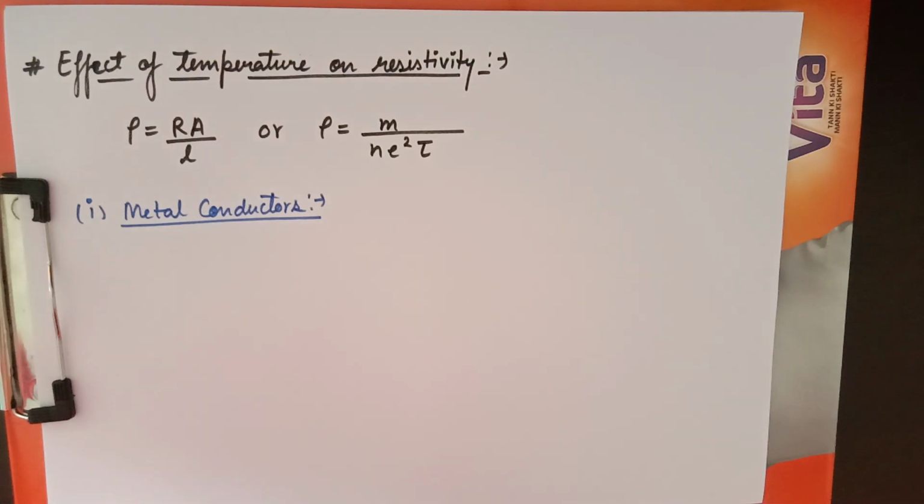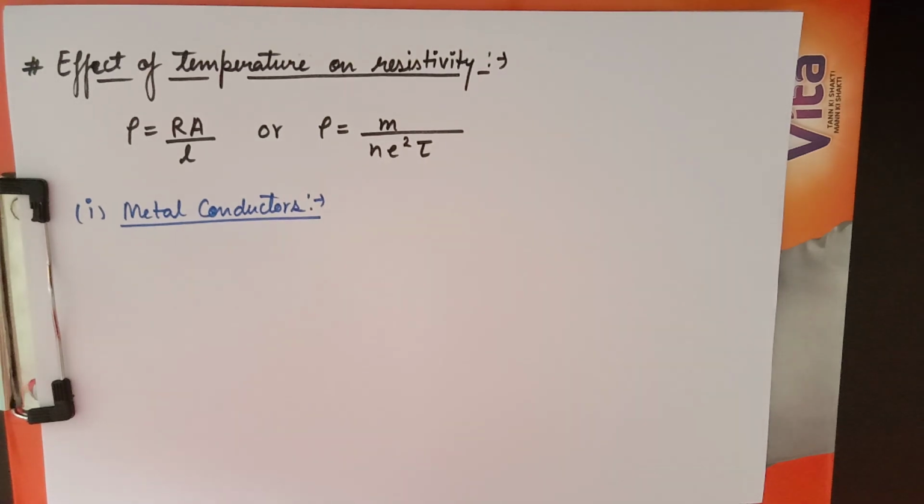So now we will discuss the effect of temperature on resistivity. As you know, the relation between resistivity and resistance is rho is equal to R A divided by L, or rho is equal to m divided by n e squared tau. In the case of metal conductors, the charge carriers are electrons, or we can say free electrons are there to carry the electricity.